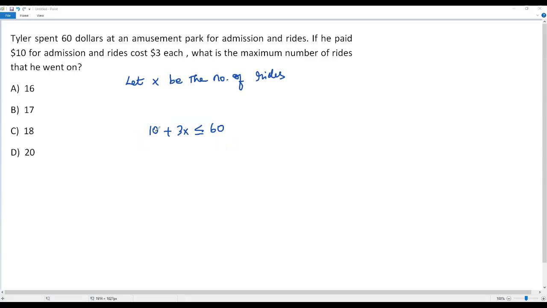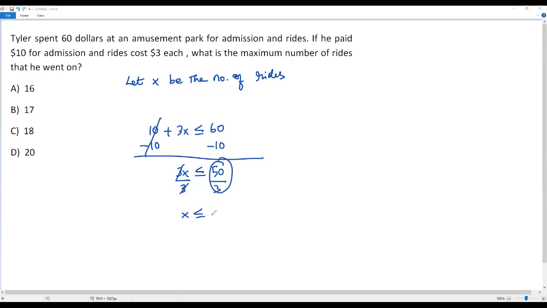For that, I have to subtract 10 from both sides, because I want to isolate this variable x. Let me subtract 10 from both sides. When I do so, this positive 10, negative 10 will cancel out. I'm getting 3x less than or equal to... when I subtract 10 from 60, I am getting 50. Now to solve for x, I have to divide both sides by 3. When I do so, this 3 will cancel out. I am getting x on the left side. On the right side, we have 50 over 3.